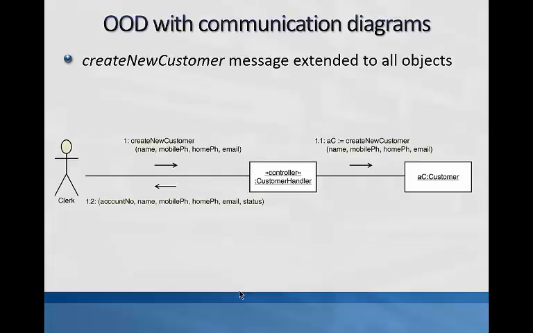Then that reference is returned to the controller to provide visibility. We might ask why customer handler needs visibility to customer. Well, it will have to send the other two messages to the right object, so it needs visibility to that object. Even though we are doing design, we are thinking in terms of what the programmer will need. Finally, with message 1.2, we show the detailed attributes contained in the customer object all the way back to the clerk actor. Sometimes we will leave this last message off until we add the view layer.